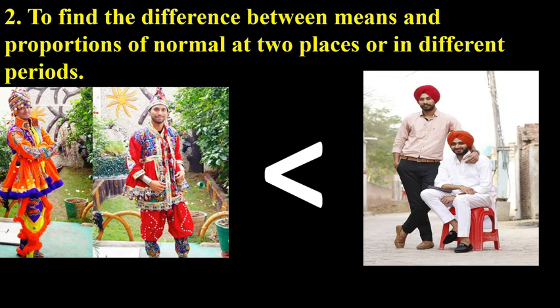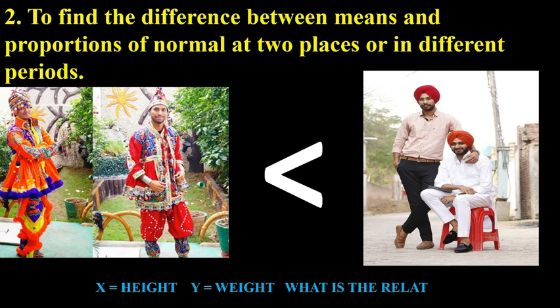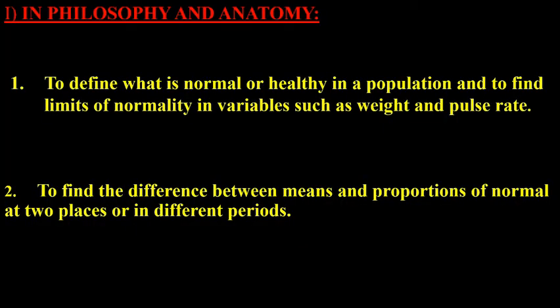In the same way, to find the correlation between two variables x and y such as height and weight, for example, whether weight increases or decreases proportionately with height, and if so, by how much, has to be found. So the two main uses of biostatistics in relation to anatomy and physiology is to find the normal values and to find the difference between means and proportions.